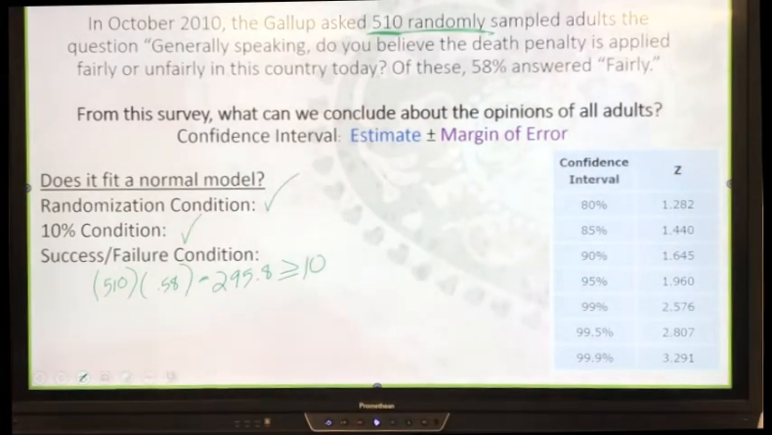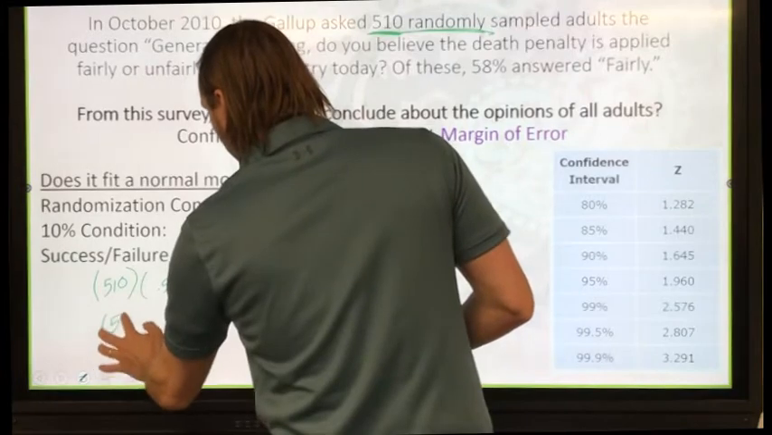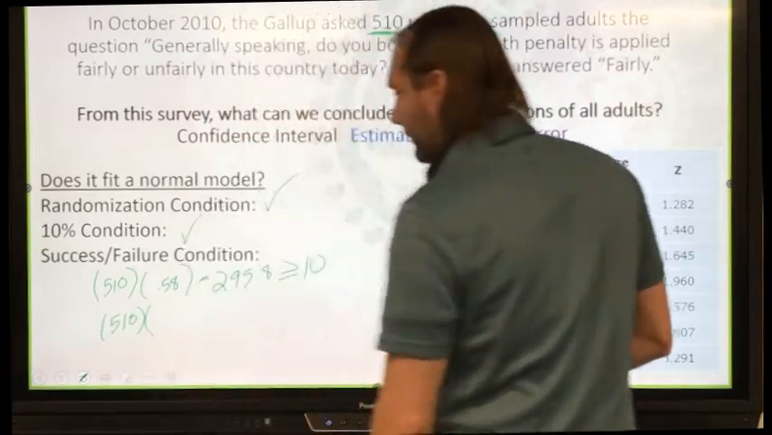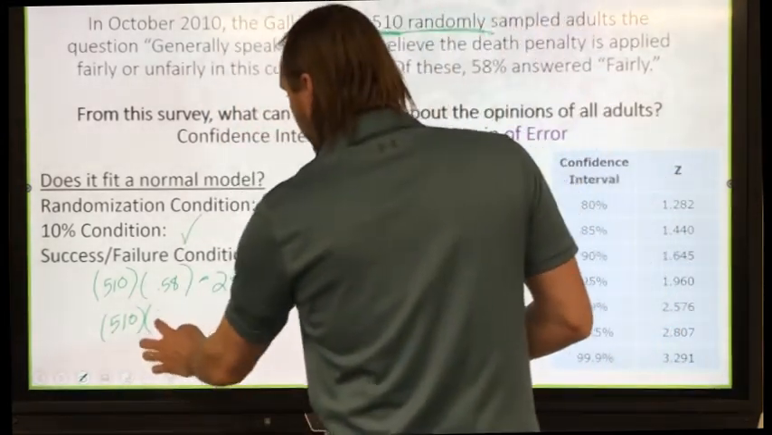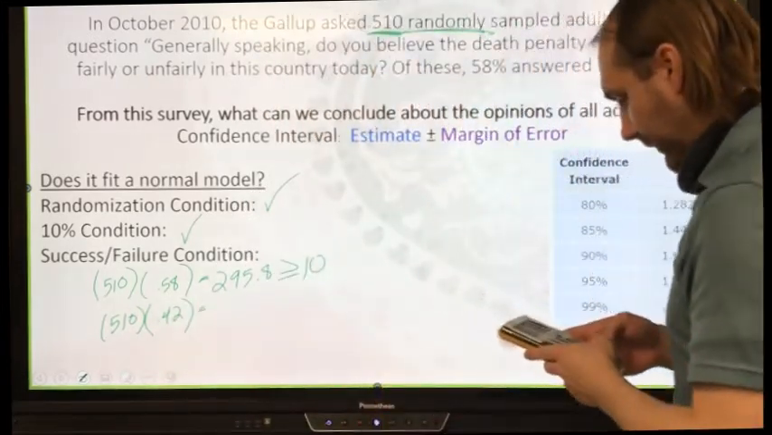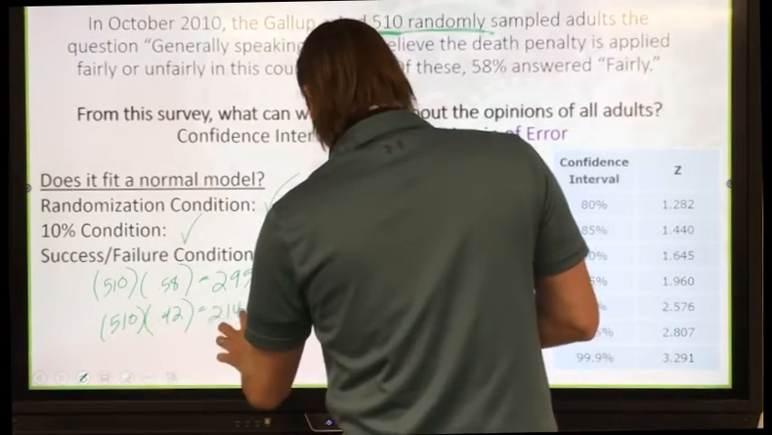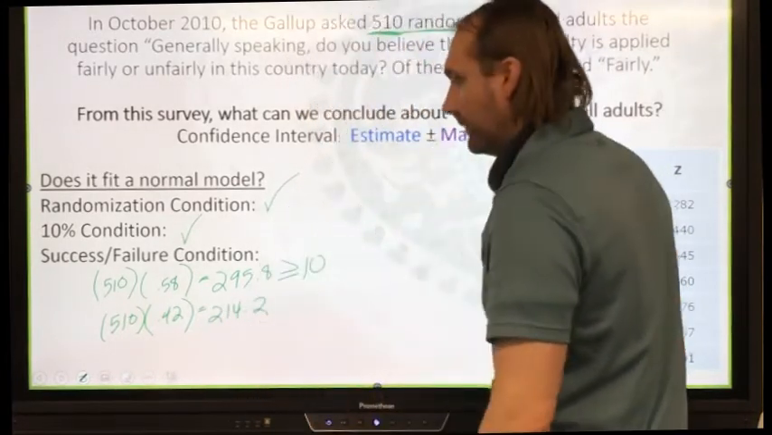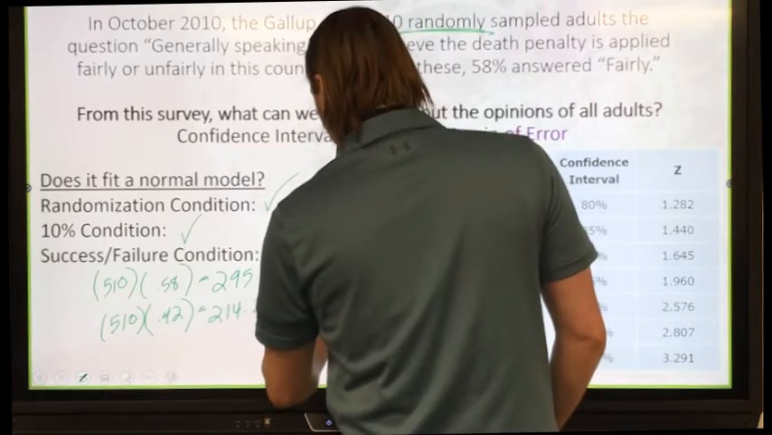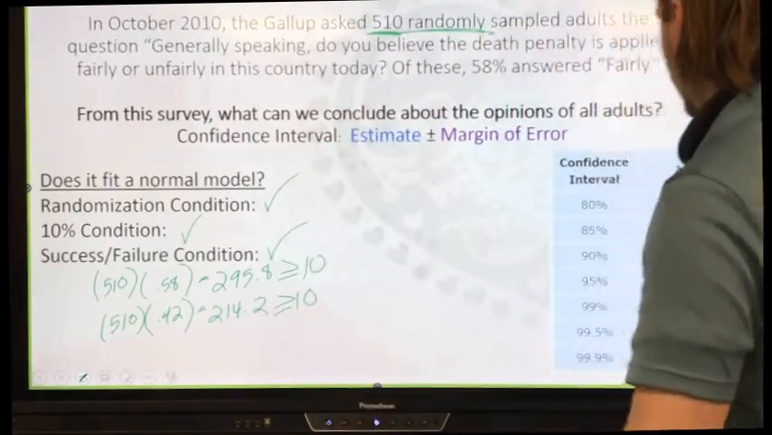That's my success. What about my failure? Q. So what's the Q value? 0.42, thank you. And that equals 214.4, and that needs to be greater than or equal to 10. So I'm good there. So I'm good to represent this as a normal model.